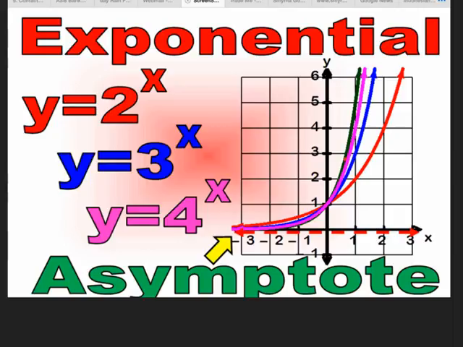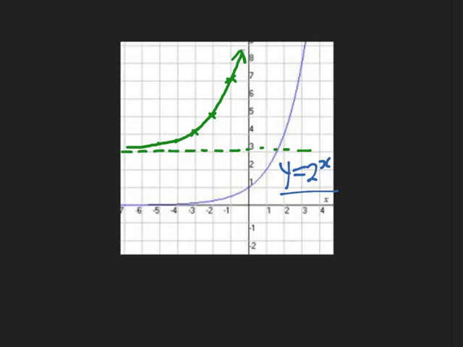So here we can see that our red graph crosses at 2, our blue graph crosses at 3, and so we get those equations, and our pink graph crosses at 4. What does the green graph cross at? We can see it crosses at the 1 at 5, so we write the equation y equals 5 to the power of x.